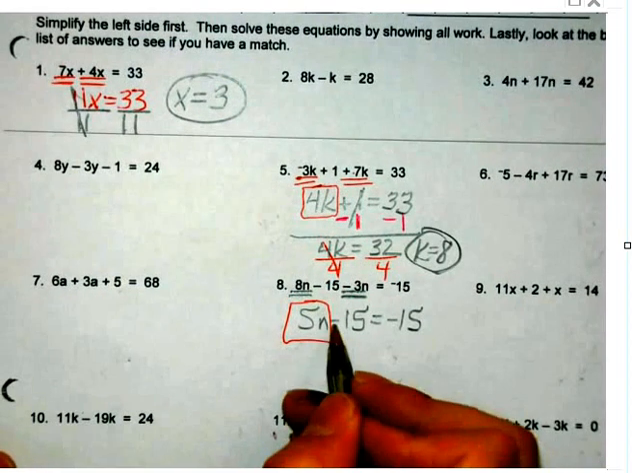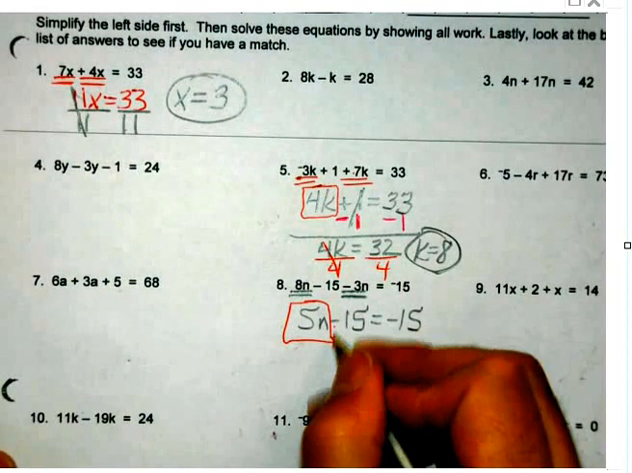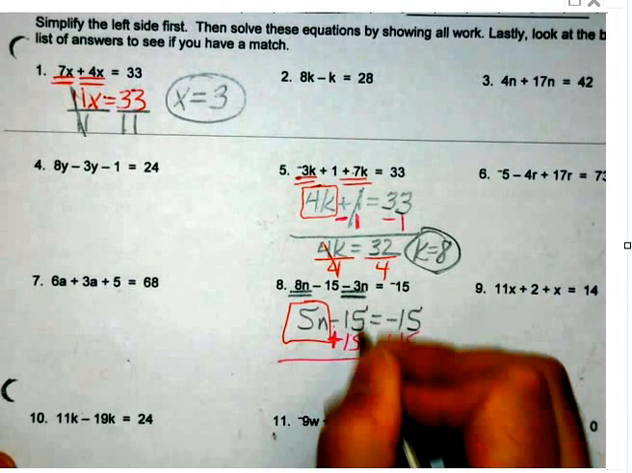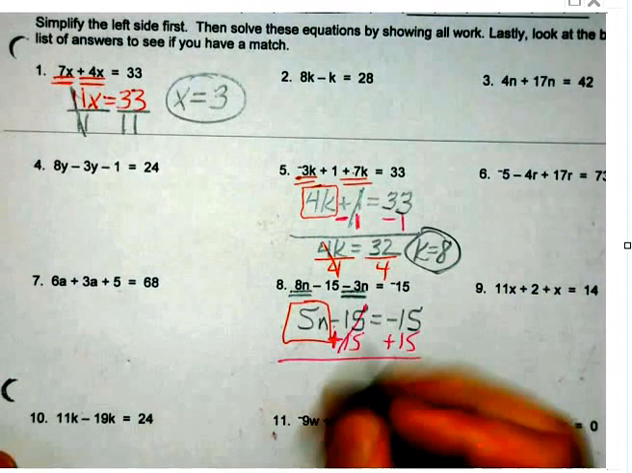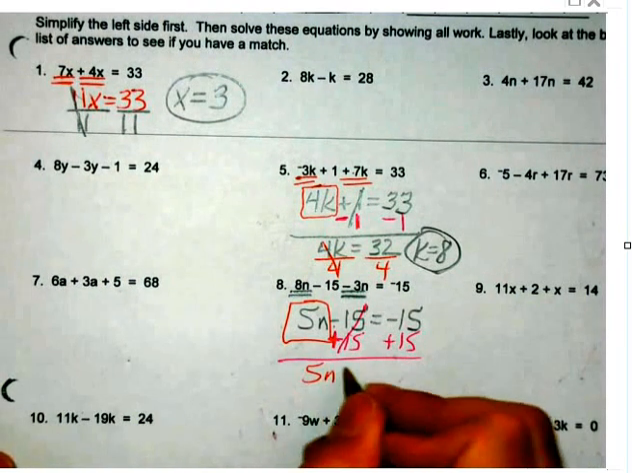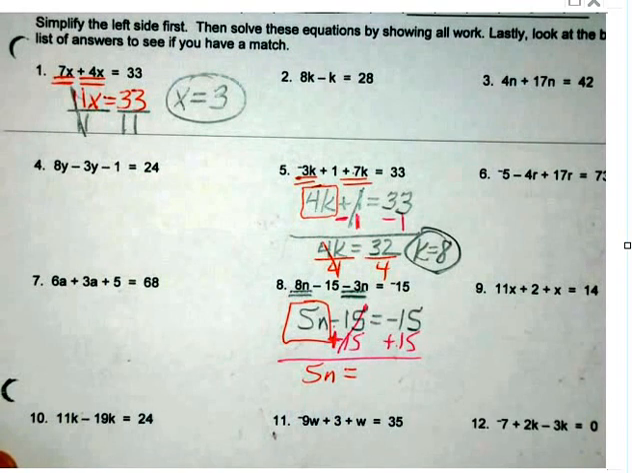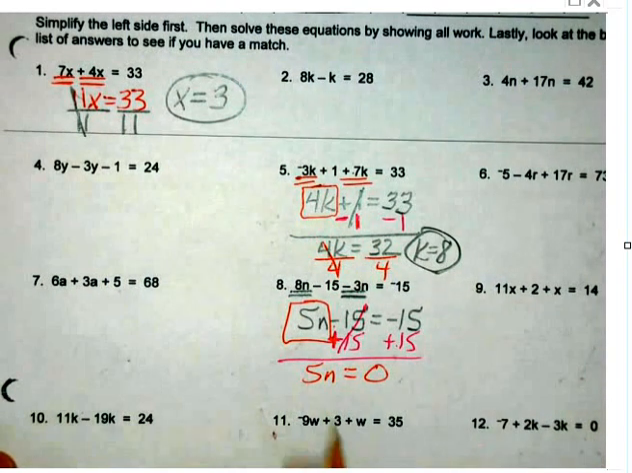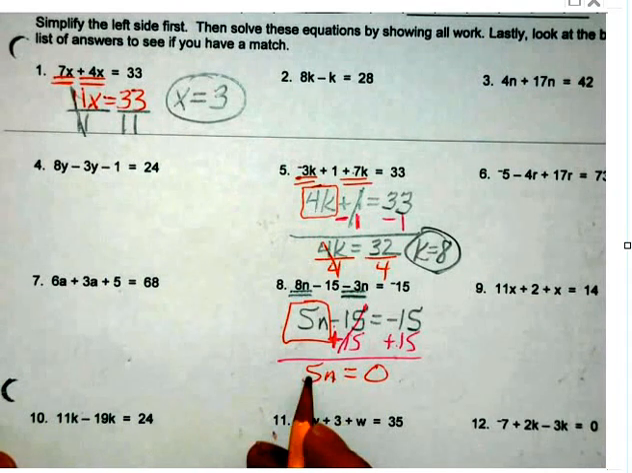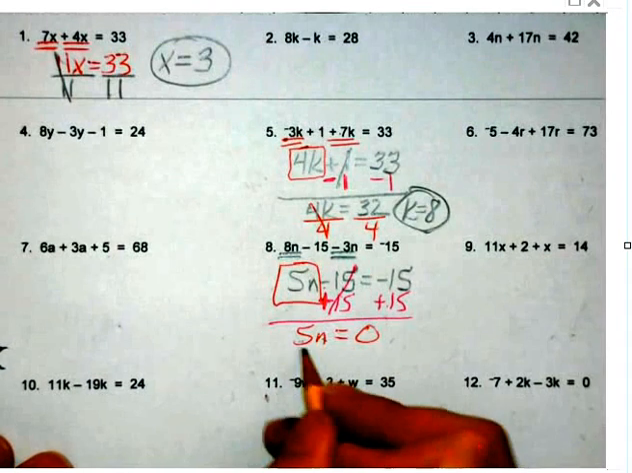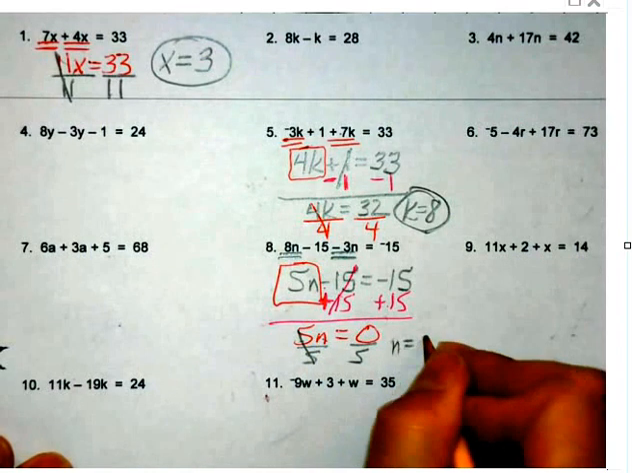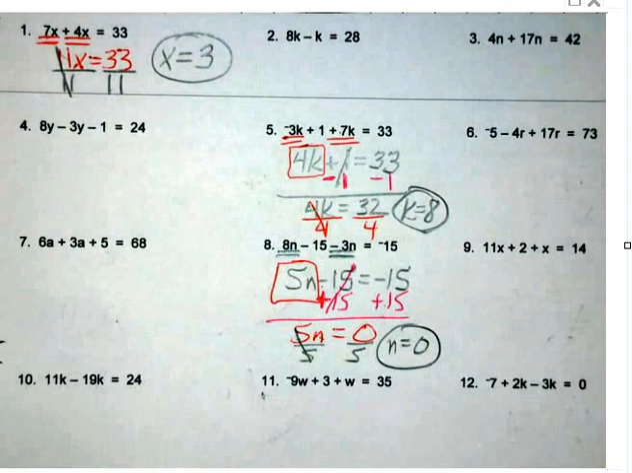Okay, since I'm minusing 15, you're absolutely right. I have to plus 15 to each side. So let's see here. What's negative 15 plus 15? 0. What's the opposite of multiplying by 5? Dividing by 5. And 0 divided by anything is going to be 0.